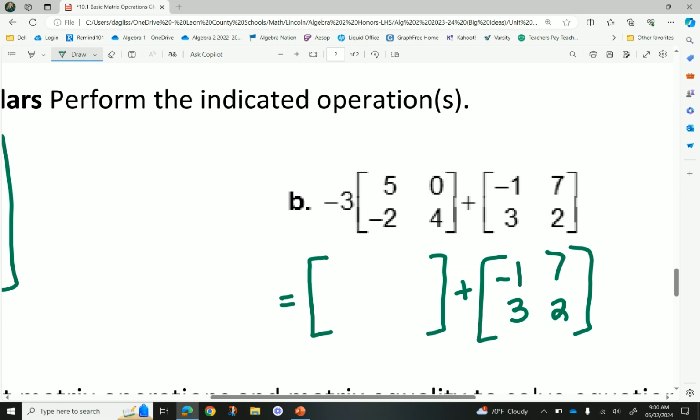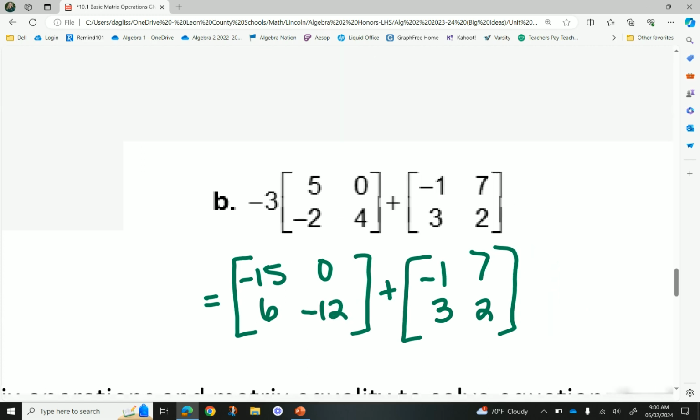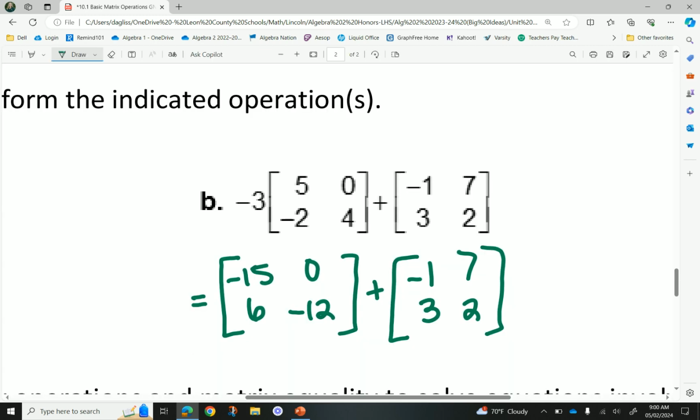All right, Chandler, so help me fill in this first matrix. There you go. Good. All right, so multiply, and now we're going to add across. Dion, help me add.